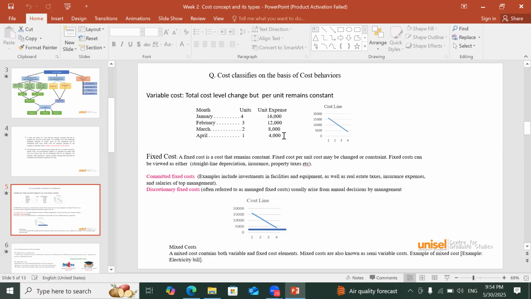Total cost is fixed, and other costs we can categorize under mixed cost. But in the definition of fixed cost, you have to follow the concept of variable cost. In the variable cost concept, the total cost level increases proportionately.